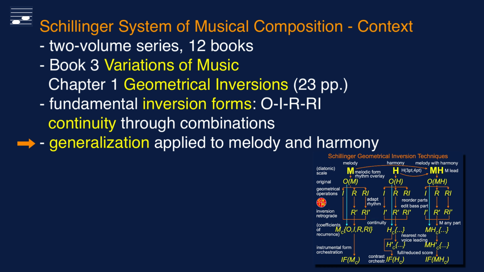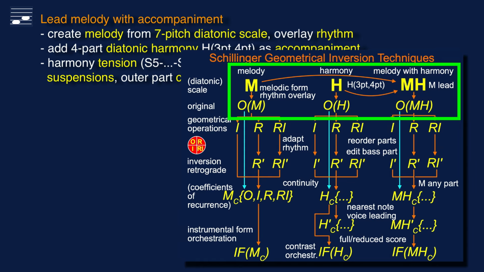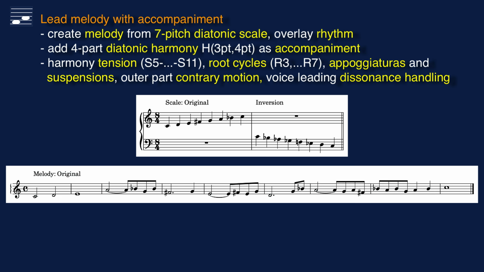Schillinger frequently uses a generalization approach, which here means that now we will add harmony to the setting. Let's have a look at the example phrase, a combination of melody and harmony. The source material is a lead melody over 4-part diatonic harmony derived from a 7-pitch diatonic scale. We use the scale introduced in part 1, shown here in original and inversion form. The source melody consists of a 9 measures long phrase, also discussed in detail in part 1.